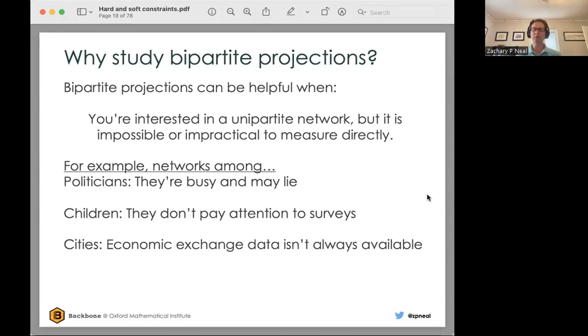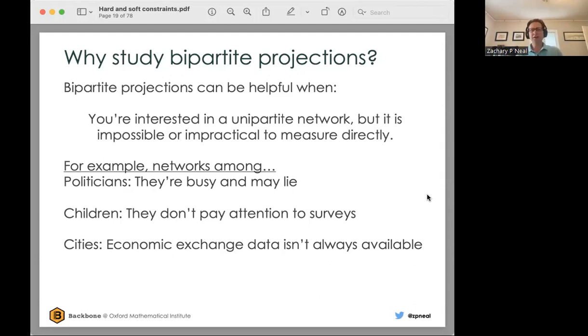And there are lots of contexts where this might come up. So in the case of political networks, it would be very difficult to directly survey politicians, both because they're busy and because they may lie to us about where their actual alliances and antagonisms lie. There are many cases where we might be interested in a social network among children. They are notoriously difficult to survey, especially preschool age children, because they don't pay attention to surveys. They often can't fill out surveys, things like that. And certainly in economic geography, if we're interested in economic exchanges, say among cities or regions, that type of data at that level of aggregation is not always available.